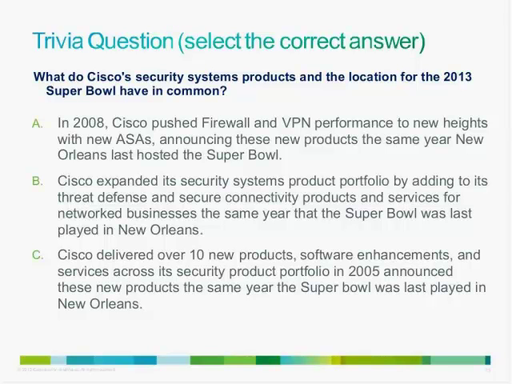B, Cisco expanded its security system product portfolio by adding to it threat defense and secure connectivity products and services for network businesses the same year that the Super Bowl was last played in New Orleans? Or is it C, Cisco delivered over 10 new products, software enhancements, and services across its security product portfolio in 2005, announced these new products the same year the Super Bowl was last played in New Orleans? Take a guess, and we'll cover our answer in a little bit.